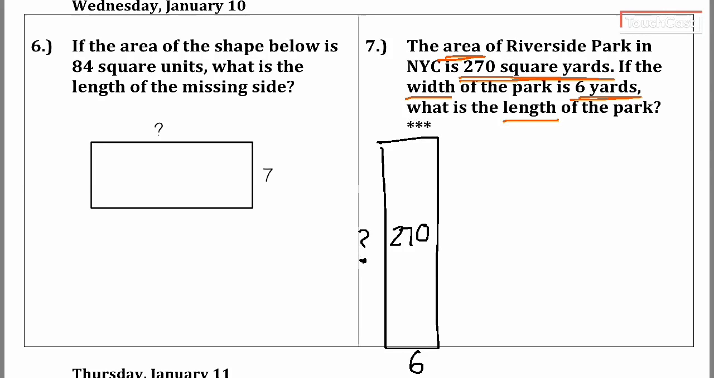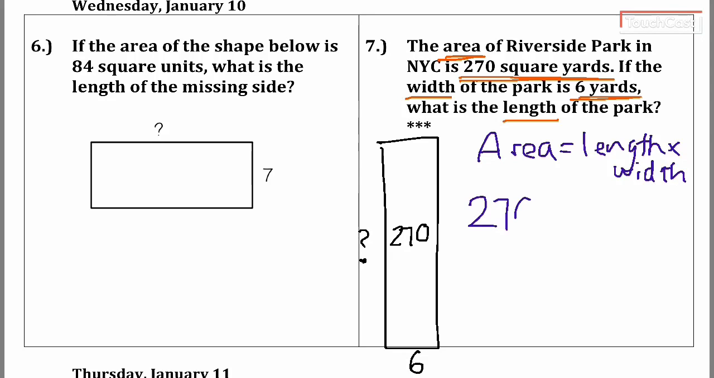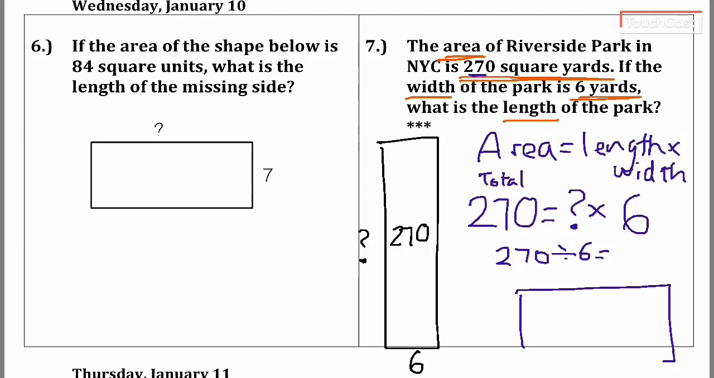We know that for area, it's length times width. We are very lucky that part of this was given to us. Actually, the problem would be impossible if it wasn't given to us. So area is 270 equals length, I don't know, times 6. As you remember in all multiplication equations, this would represent the total. If we know the total and we are looking for a missing number, we need to divide. So we would do 270 divided by 6. Let's go ahead and solve.